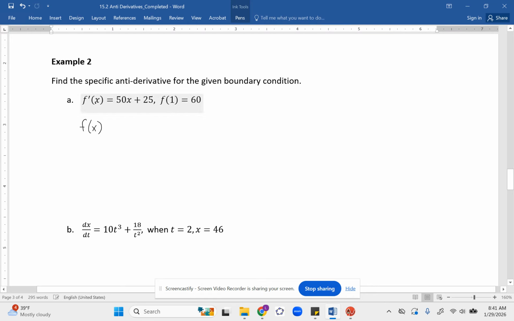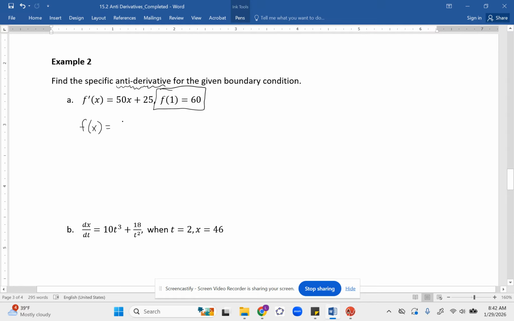So we're given f prime of x, that's the derivative, and we want to find the antiderivative, the specific one for what they call the boundary condition. This isn't quite IB terminology, but it's fine. It's basically we're given a point that the original function goes through. Notice this is the original function because it says f. I'm given the derivative, so I'm going to go ahead and find f by doing the process of the antiderivative.